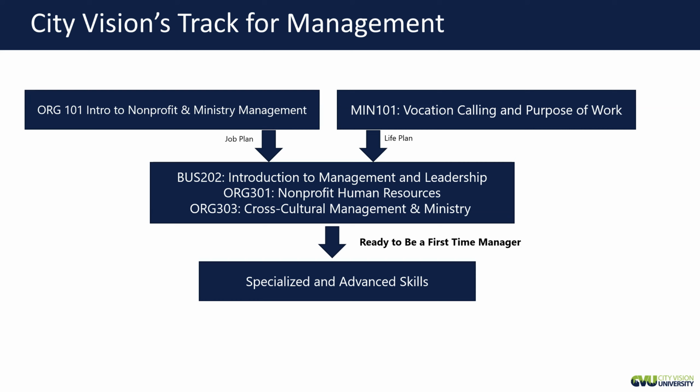And then many of you are working in cross-cultural contexts. So the intro course for that for us is Cross-Cultural Management and Ministry. And really our goal is, after you take these 5 courses, you have the academic background to be a first-time manager. Now, that doesn't mean you're going to be ready in all aspects. There's a lot of things where people have to get their character, they have to get their skills, they have to practice this. So hopefully you'll have chances to do that in your organization. And then once you're ready to be a first-time manager, you can go into specialized and advanced skills through City Vision's courses, whether that goes into executive leadership or whatever division that you're in, maybe specific programmatic skills or development skills.